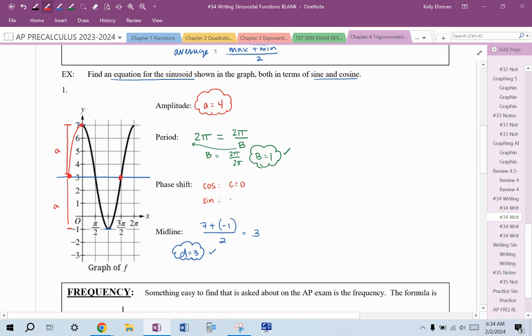And if that's the case, there's been a shift to the left. Each tick mark is pi over 2. And so what would that mean for c? It would mean that if we want to go left 2, we have a plus pi over 2 as our c value for the sine function.